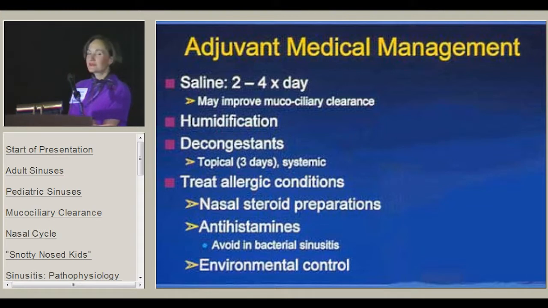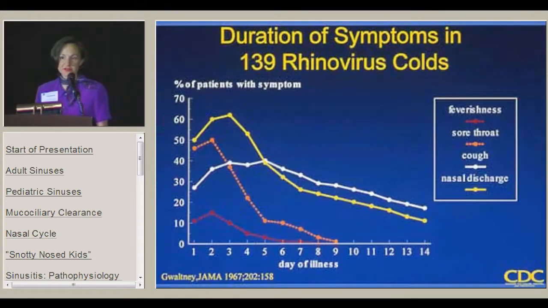Patients who also have allergic conditions definitely need them treated. Otherwise, they're probably not going to get over the primary reason they developed sinusitis in the first place. And the main thing you're going to be using is nasal steroid preparations. It is important to note that antihistamines probably should be avoided in true bacterial sinusitis because they thicken the mucus and will contribute to obstruction of your osteomeatal complex.